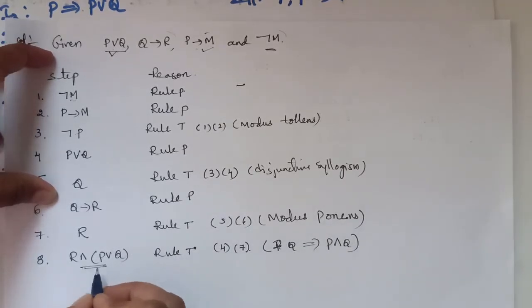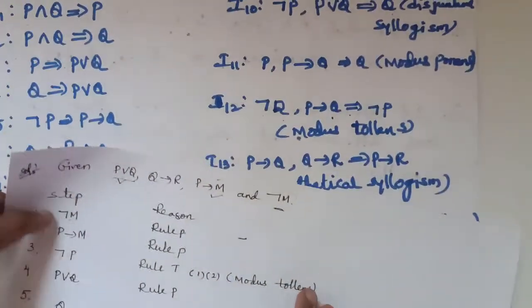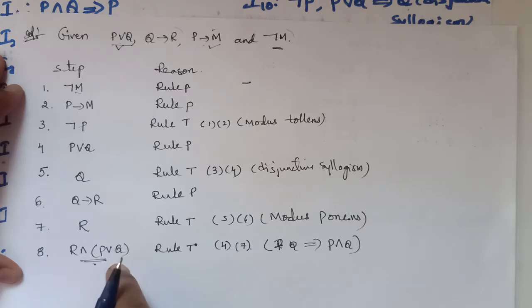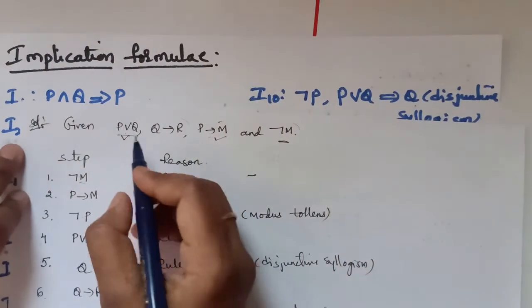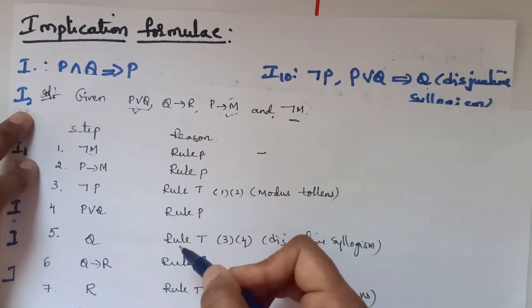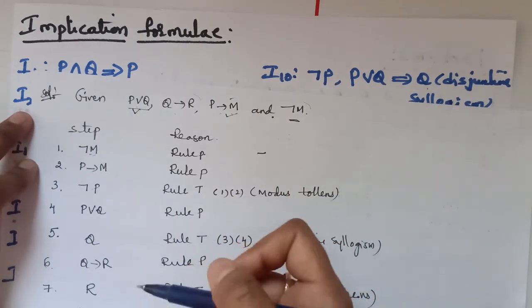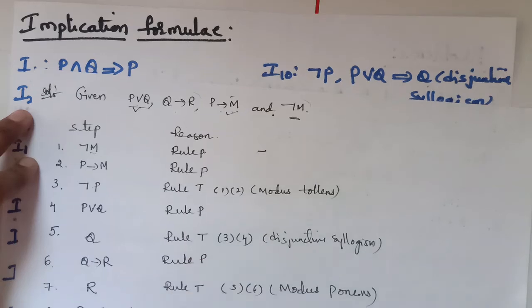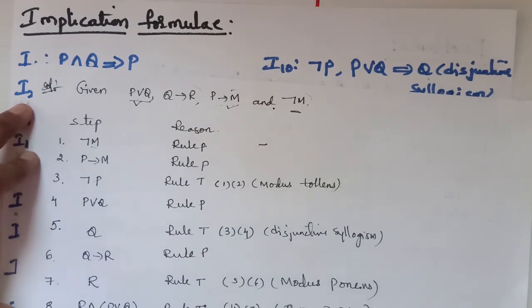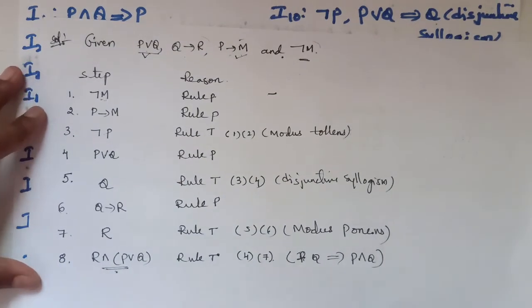Using implication formula P, Q implies P and Q, therefore we got this conclusion. Therefore we have shown that R and P or Q is a valid conclusion from these premises. In this way you have to prove the given conclusion is valid. So this is the given conclusion.